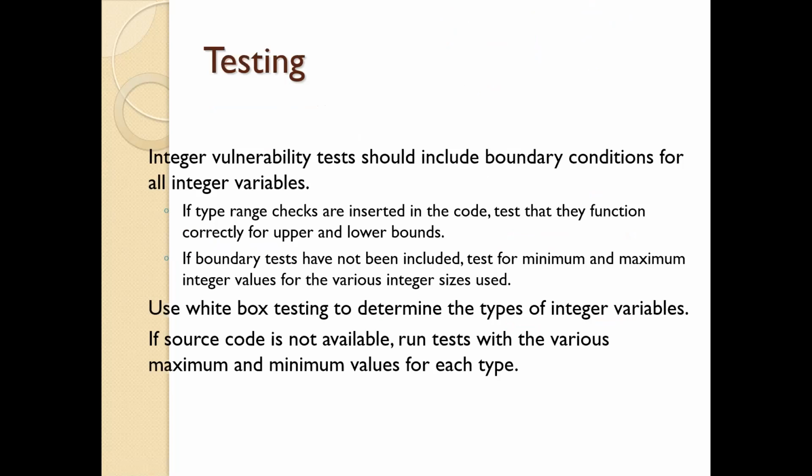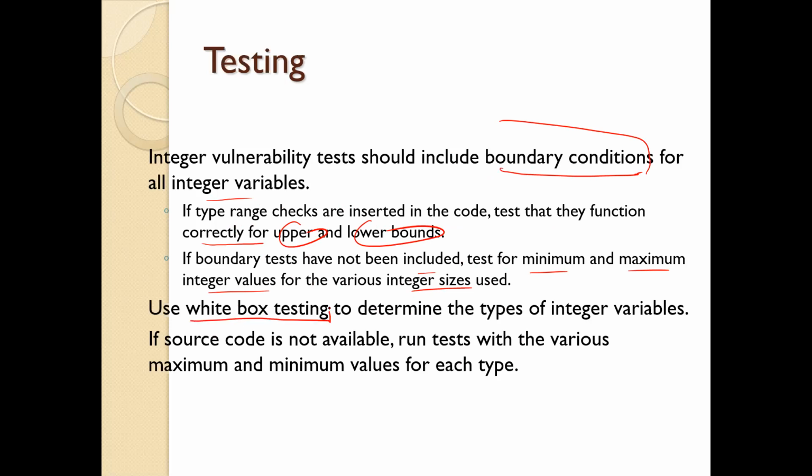So there's a lot of types of testing that we can do, not just for numbers, obviously. Some inputs can be like the address, and so on, okay? So there's a lot of things. But integer vulnerability tests should include boundary conditions for all integer values. If type range checks are inserted in the code, test that they function correctly for upper and lower bounds. If the boundary tests have not been included, test for minimum and maximum integer values for the various integer sizes that you will enter.